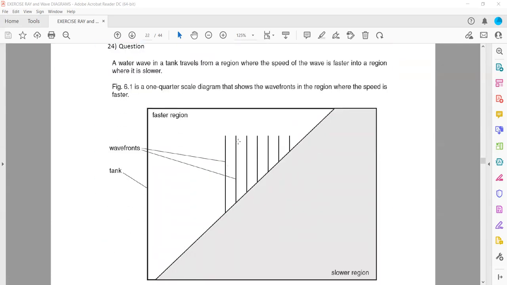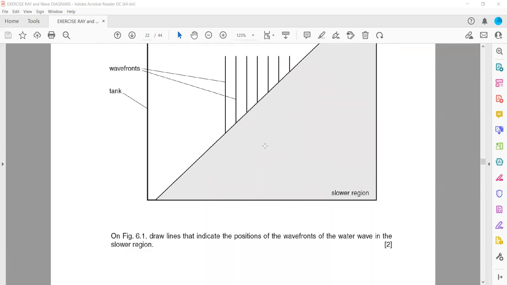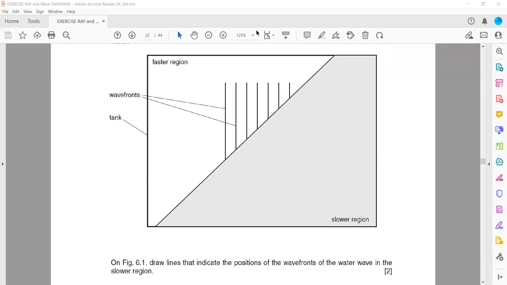The water waves in a tank travel from a region where the speed of the water wave is faster into a region where it is slow. So we have to draw the position similarly, because the wavefront slowed down. If it was moving at the same speed, then we should draw in the same line. If it was traveling faster, it should be ahead. But because it is traveling slower, the distance covered in the slower region will be less, because the wavefronts are moving slowly, so they cannot cover as much distance as in the faster region. So this is how we complete this.